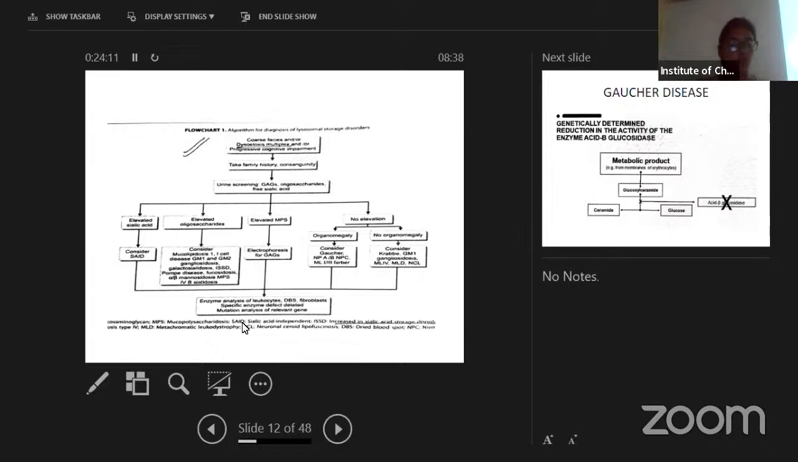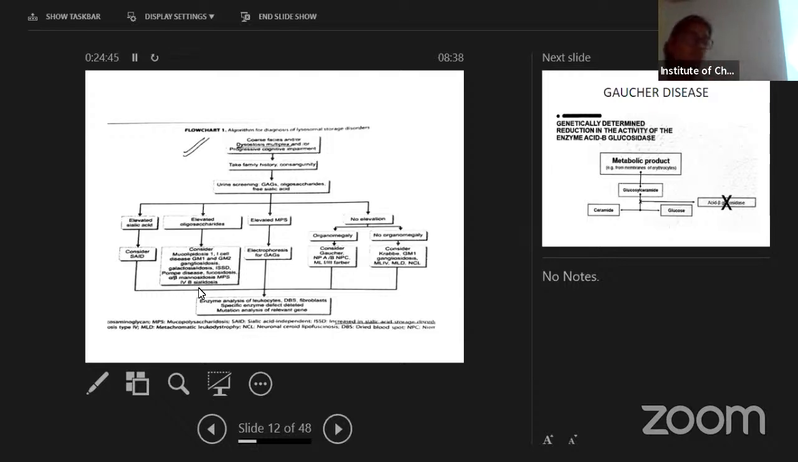If there is elevated oligosaccharide, consider mucolipidosis type 1, I-cell disease, GM1 and GM2 gangliosidosis, galactosialidosis, ISSD, infantile sialic acid storage disorder, Pompe disease, mannosidosis, mucopolysaccharidosis type 4, and sialidosis. If there is elevation of MPS, go for electrophoresis for GAG.